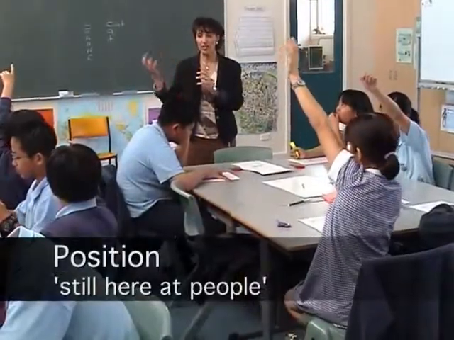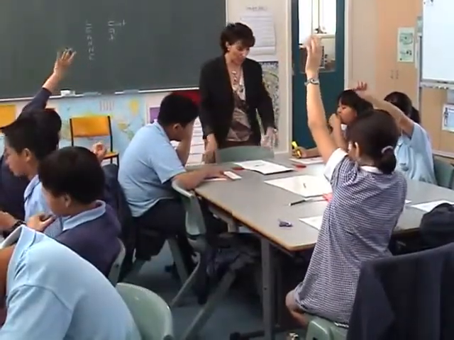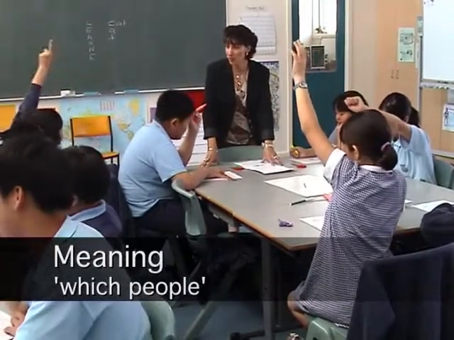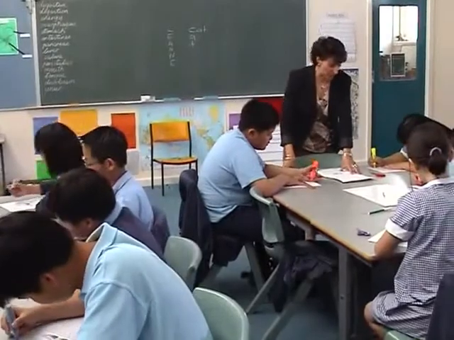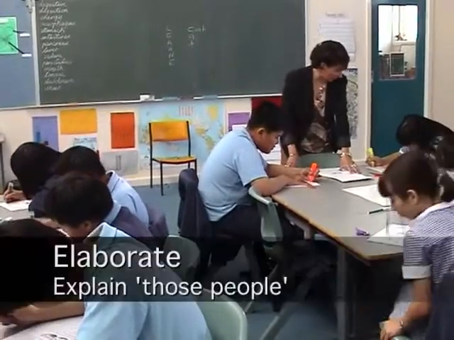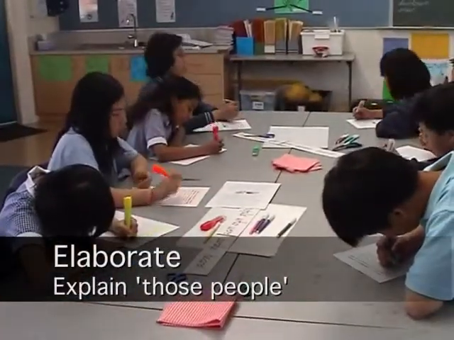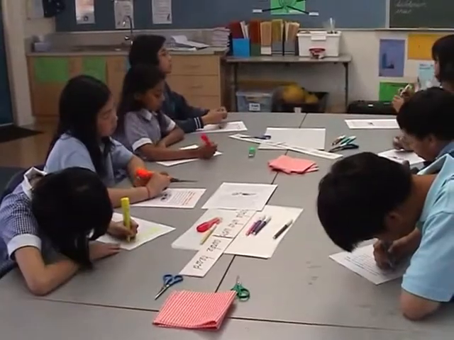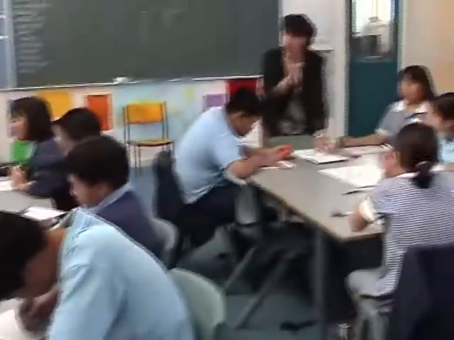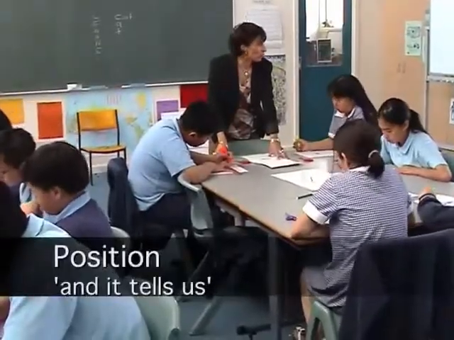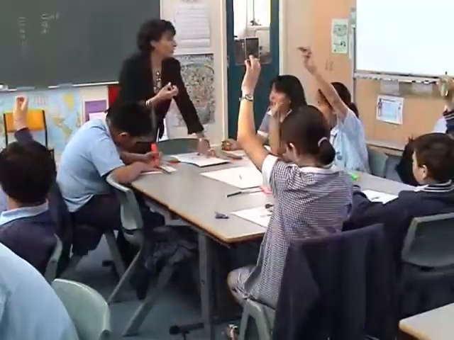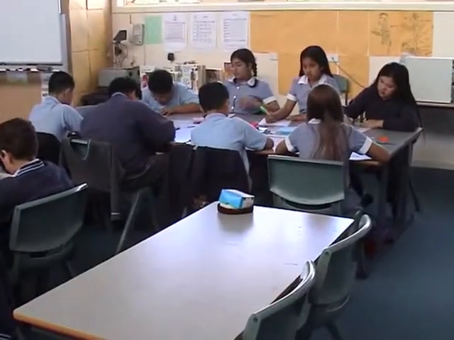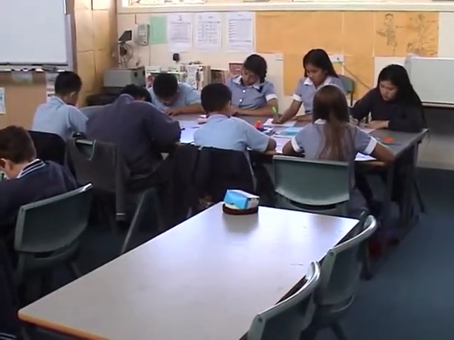I'm still here at people. Which people? Those. Fantastic. Those people. So let's highlight those as well. Okay, so it's identifying a group. Okay, it's not all, it's only identifying a small group. Those people. It tells us why those people heard the sound. Why did those people hear it? They were awake. So let's highlight awake.